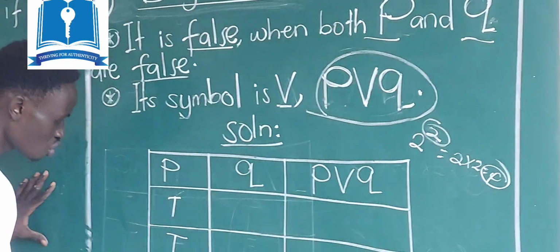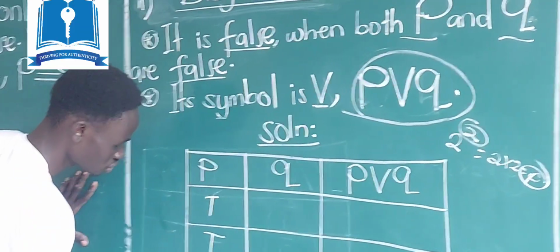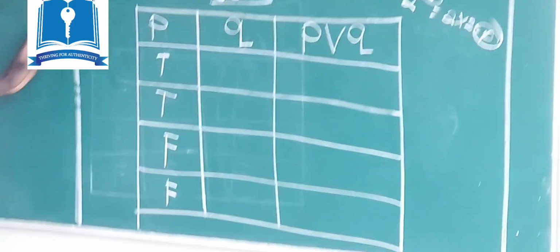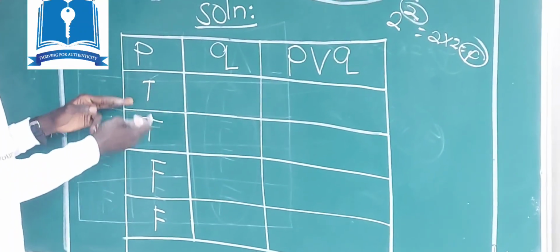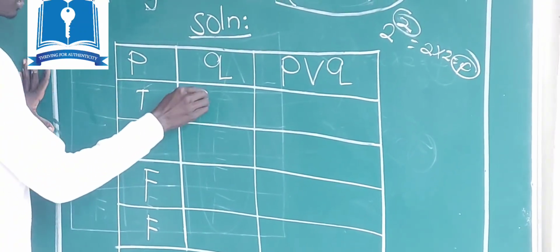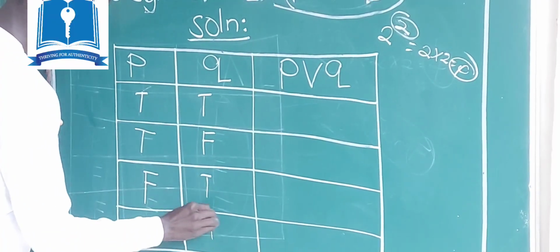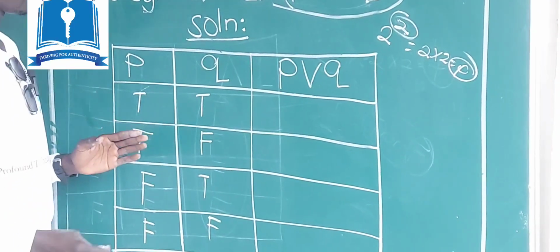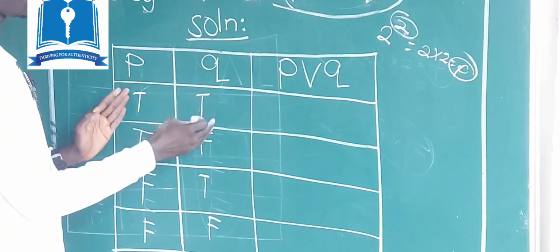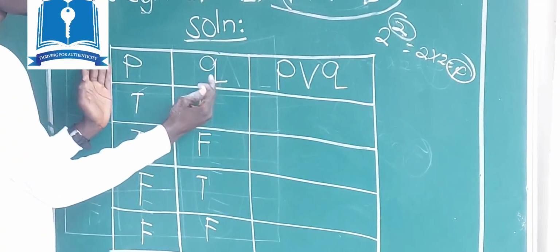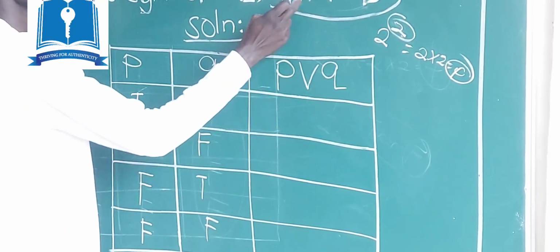Then the last 2 will take false. Okay. When you come to Q, definitely you will use this. Okay. It is true, false, true, false. Okay. Now after, since we got this, our major issue is now to solve what they have given us.